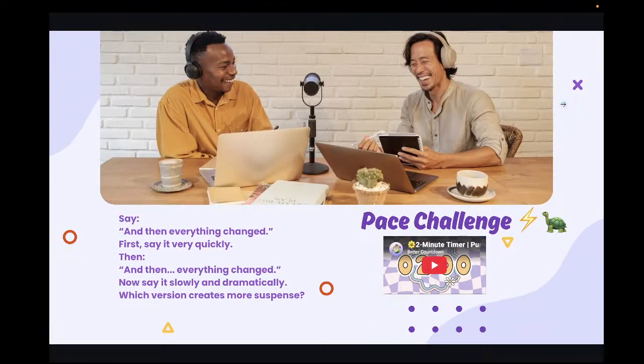And then for the exciting moment, slightly faster. Okay, now we have a pace challenge. Say and then everything changed. First, say it very quickly, and then everything changed. And then say it slowly and more dramatic, like, and then everything changed. Which version creates more suspense? Okay, I'm gonna give you 2 minutes to do that, and the timer is gonna start now.